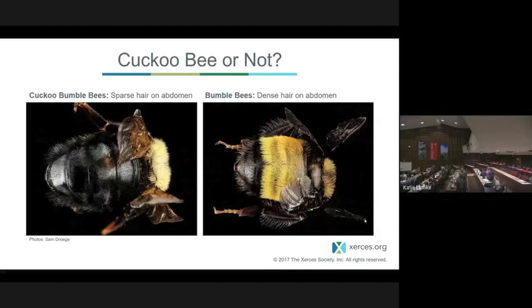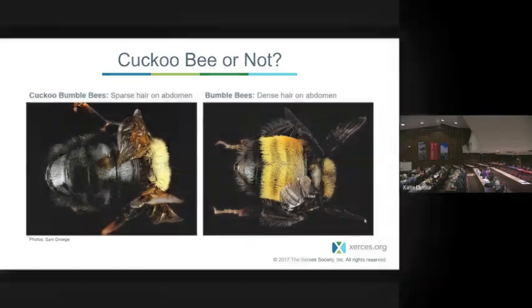Another thing about cuckoo bees is they have very sparse hairs. So what we're looking at here is the abdomen. This is a normal bumblebee, right? And you can see that she's got thick bands of hair on all sections of her abdomen. Whereas the cuckoo bee, it's balding a little bit on most of those sections.